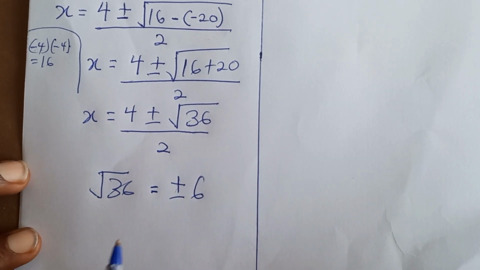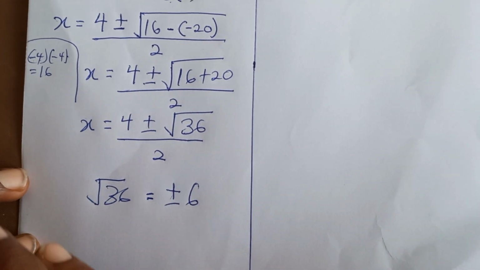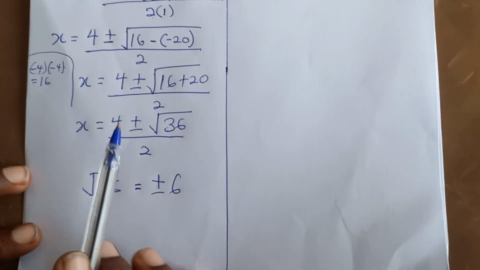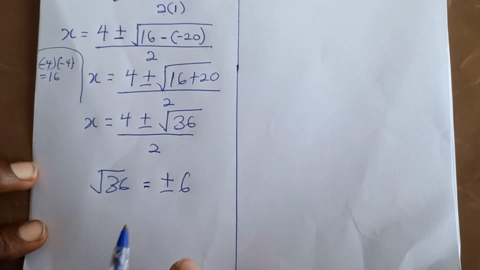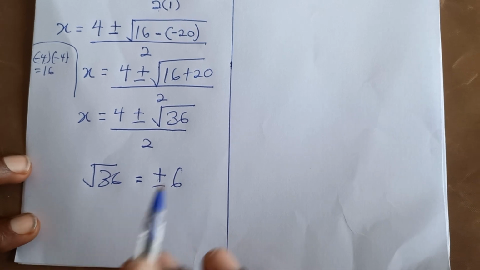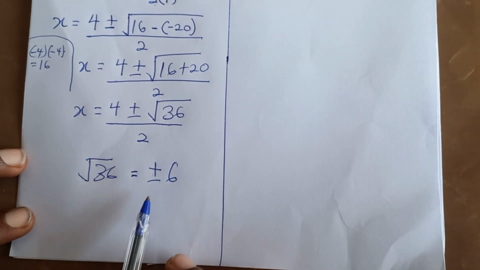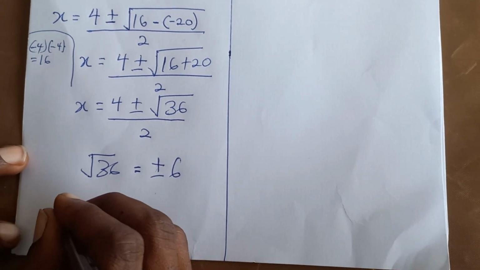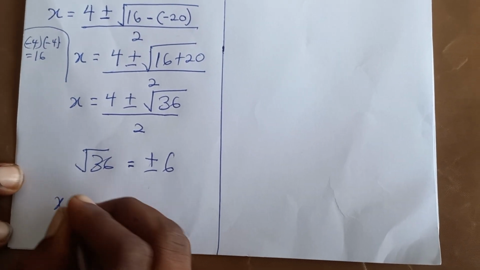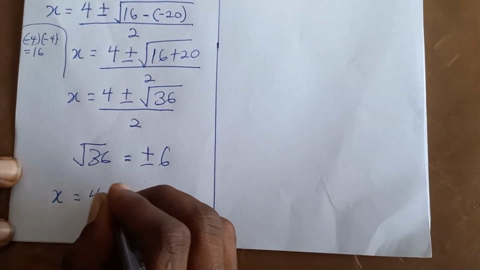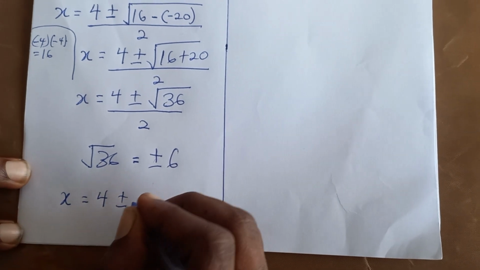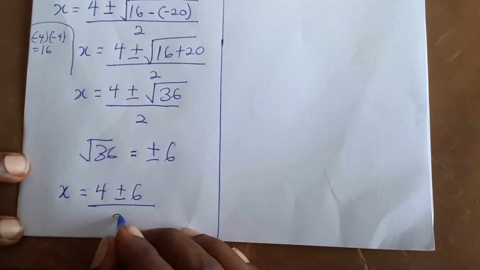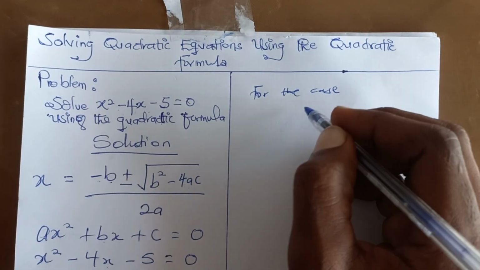Don't forget that when you multiply negative 6 times negative 6, you are getting a positive 36. And also, when you multiply positive 6 by positive 6, you are getting 36. That is why it is plus or minus 6. Good. So our equation becomes x is equal to 4 plus or minus 6 all over 2.